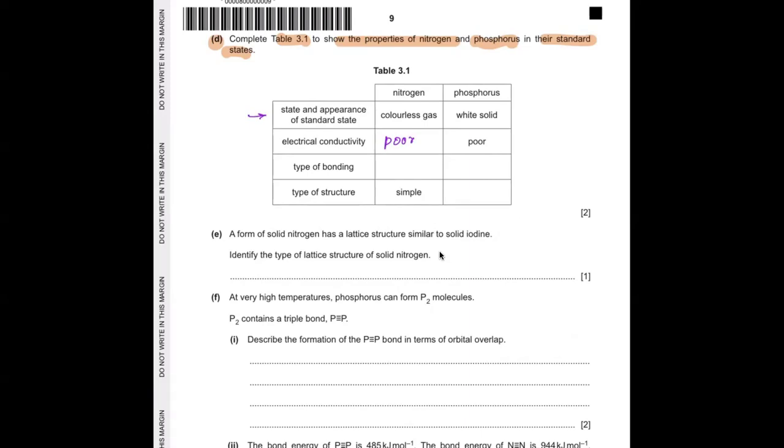Then the type of bonding: both are non-metals, so they usually undergo covalent bonding. The type of structure: both are simple molecular, because nitrogen is diatomic and phosphorus is P4. So both are simple ones. Is this clear to all of you?